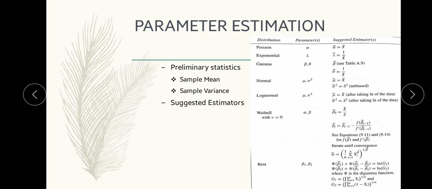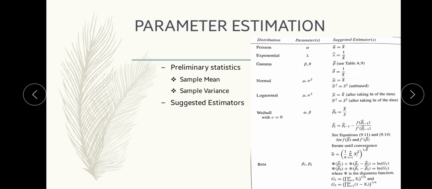As soon as we identify the distribution, we go for the parameters. Here in the parameters we can see preliminary statistics, that is very simple statistics. What we apply here are the sample mean and sample variance. How we calculate the mean and the variance has to be known. Calculation of mean and variance is very easy. A few examples will be given in the next videos, which will be uploaded later.